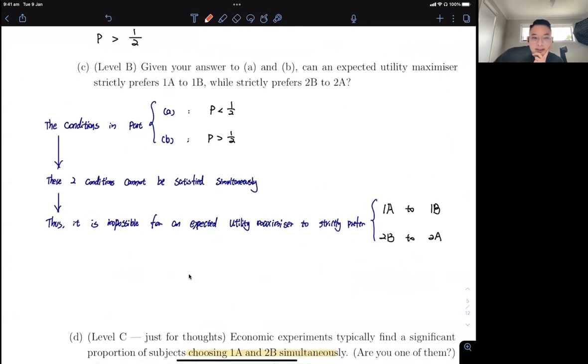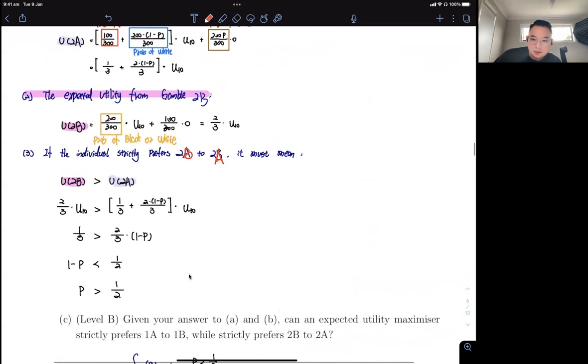Given your answer to A and B, can an expected utility maximizer strictly prefer 1A to 1B, while strictly preferring 2B to 2A? What do you guys think? Yes or no? What do you guys think?